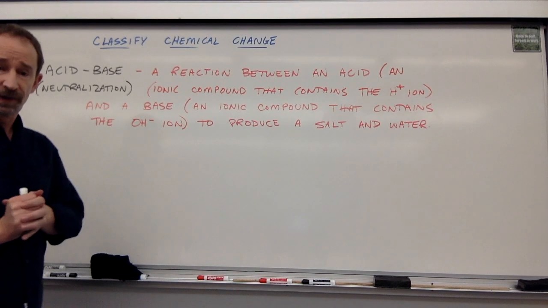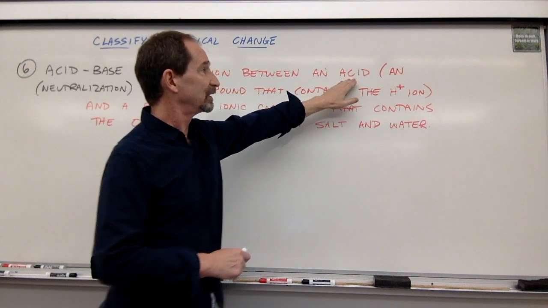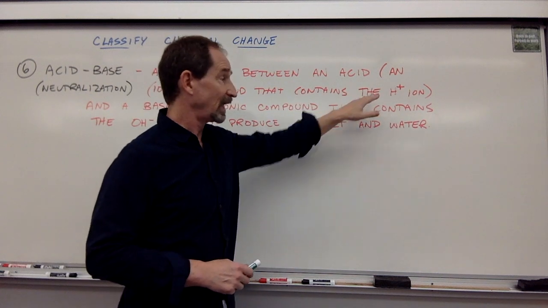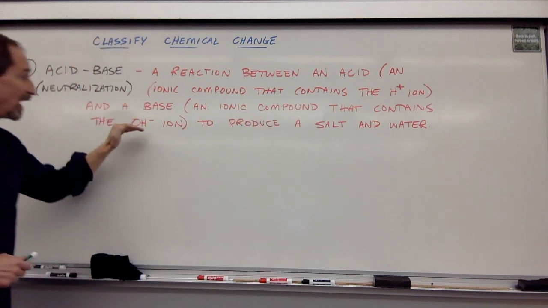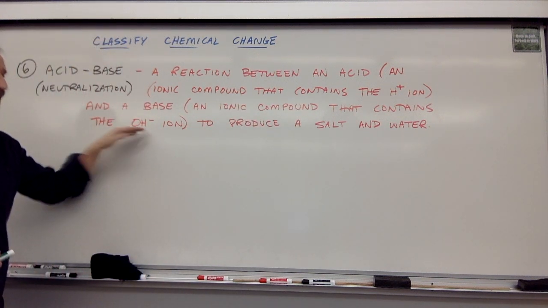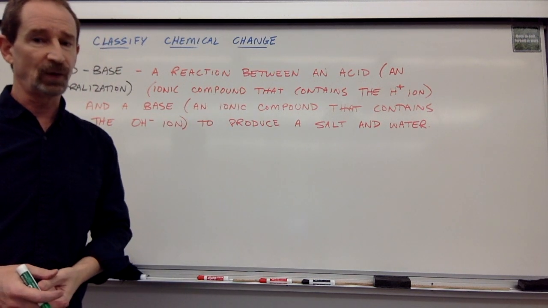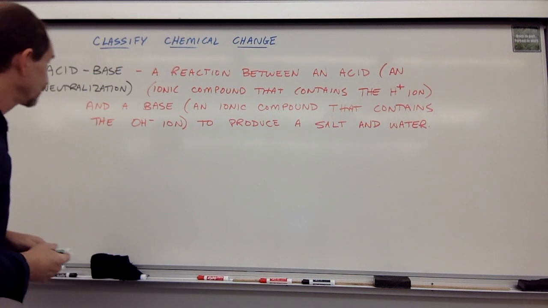The last reaction I'm going to do today is called an acid-base reaction, sometimes called a neutralization. An acid-base reaction is simply a reaction between an acid and a base. Most of the time we define an acid to be an ionic compound that contains the hydrogen ion, that is the H+ ion. And a base, an ionic compound that contains the hydroxide or the OH- ion. Now, I understand that not all acids contain H+ and not all bases contain OH-, but this is a simplistic way to approach an acid-base reaction.